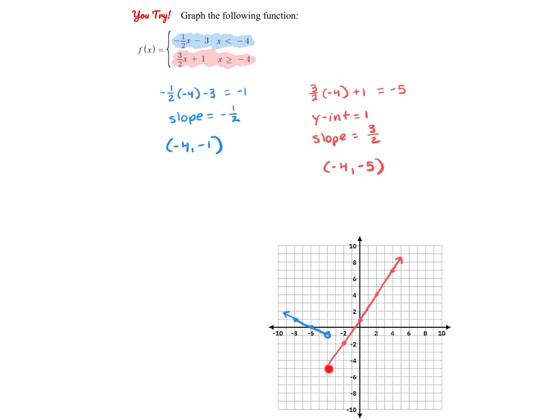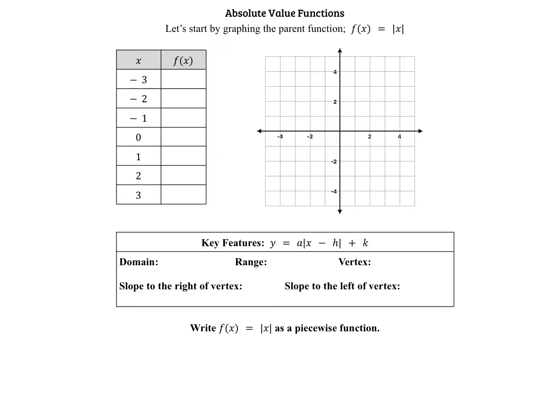And then you would follow the slope of 3 over 2 going to the right. And then for this portion, you work backwards. You make sure it has a slope of negative 1 over 2. So I went up 1, left 2. And if you continued on that pattern, you would see that you would hit your y-intercept at negative 3.